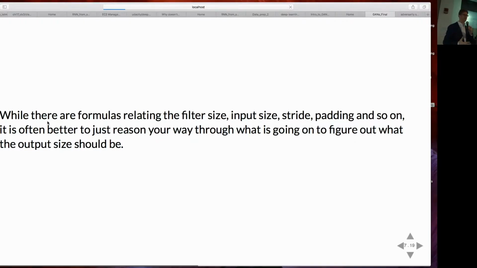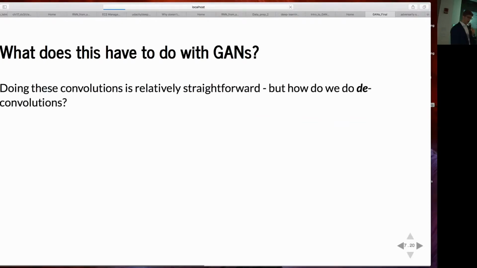So there are formulas relating these things. I wouldn't recommend memorizing them. You can just reason your way through: if I have this input size and I apply this convolution operation, what output size am I going to get? And if you're ever actually building GANs, this becomes extremely important. With convolutions, it's actually pretty straightforward.